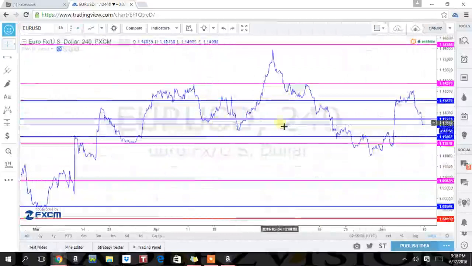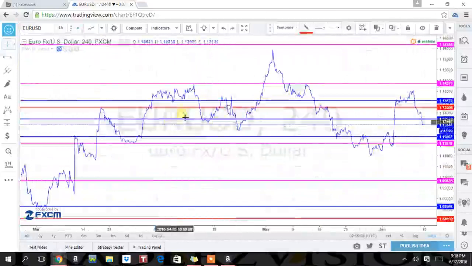Let's say right here. I thought I just selected it. I wonder why it took it off. I didn't even put my line there. I put it right here. But somehow it found its own support resistance zone.